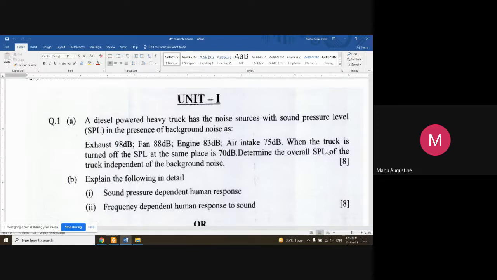See, how would I do that? I would say that the sound pressure level of the truck can simply be obtained as 10 log 10 of, first of all, 10 raised to power LP1 plus ambient by 10, plus 10 raised to power LP2 plus ambient by 10, plus 10 raised to power LP3 plus ambient by 10, plus 10 raised to power LP4 plus ambient by 10.